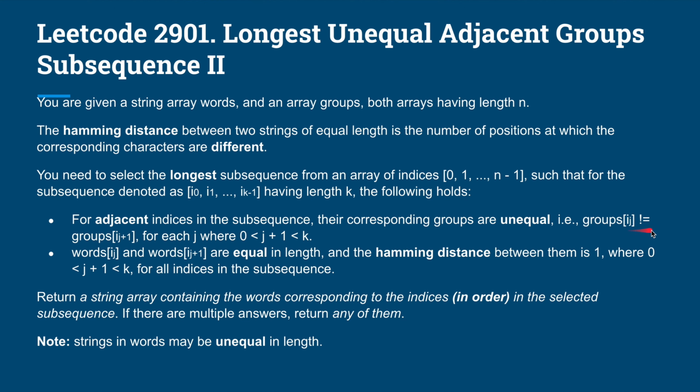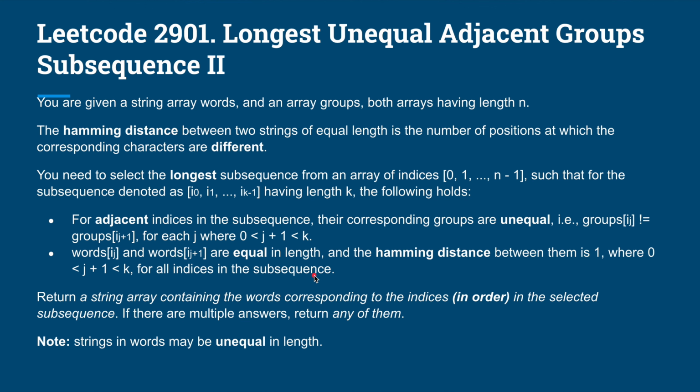So you can say group at i_j is not equal to group at i_j plus 1, right? If both are not equal, it means both groups are unequal, for each j where j plus 1 is greater than 0 and less than k. Similarly, words at j and words at j plus 1 are equal in length and the Hamming distance between them is 1, for all the indices in the subsequence.